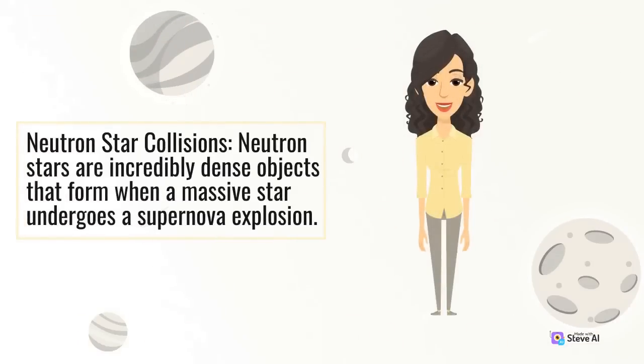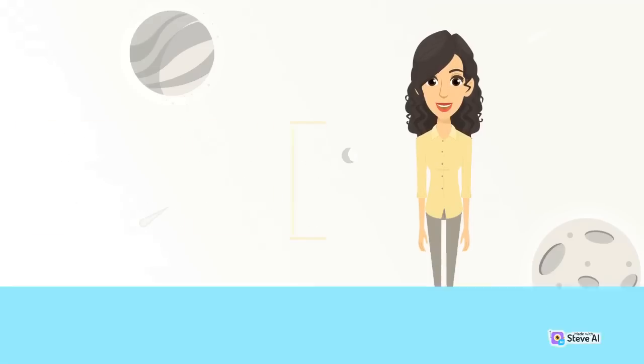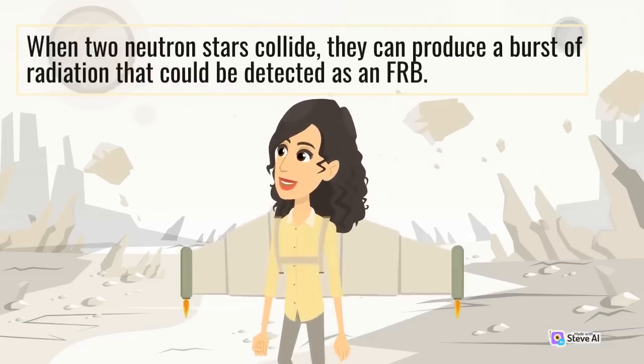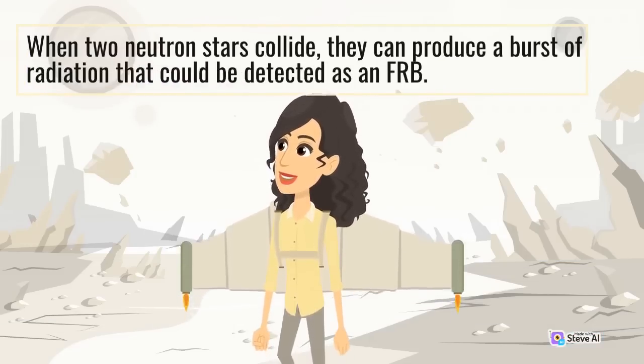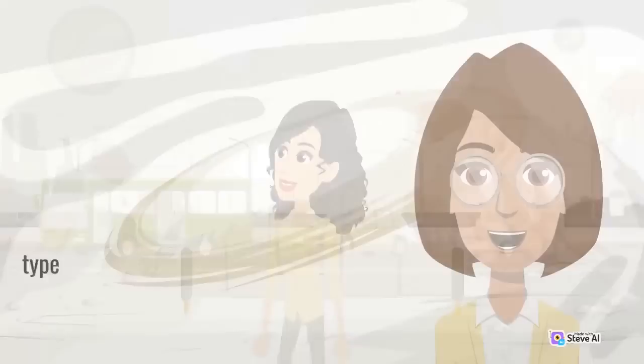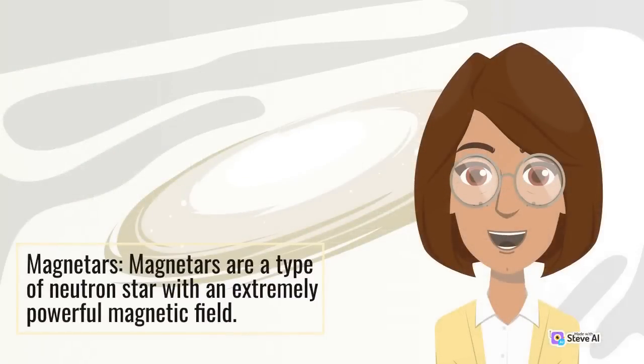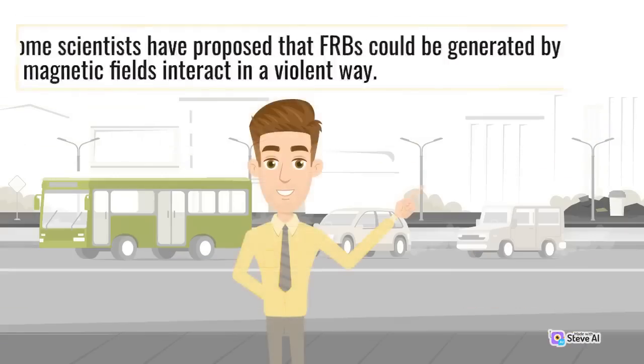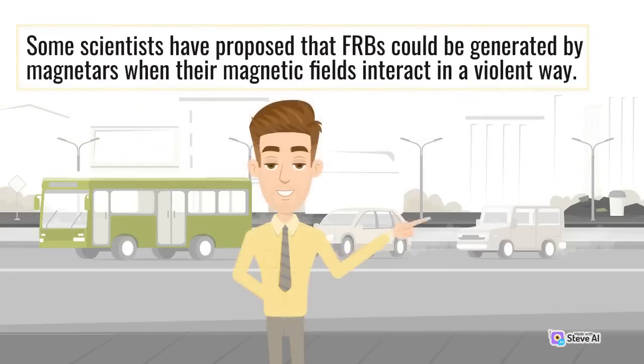Neutron stars are incredibly dense objects that form when a massive star undergoes a supernova explosion. When two neutron stars collide, they can produce a burst of radiation that could be detected as an FRB. Magnetars. Magnetars are a type of neutron star with an extremely powerful magnetic field. Some scientists have proposed that FRBs could be generated by magnetars when their magnetic fields interact in a violent way.